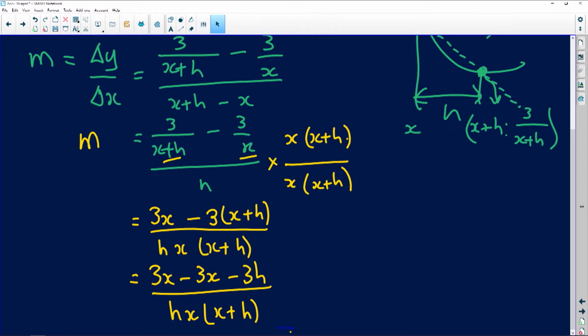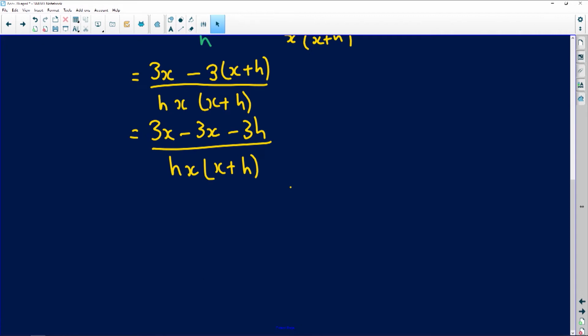Let me just make space for us here on our page. Okay, there we go. So I'm entering another phase. I'm entering the cleanup phase, so I'm changing color. Those two say goodbye. I'm left with minus 3h at the top. Now look at this. H times x plus h.